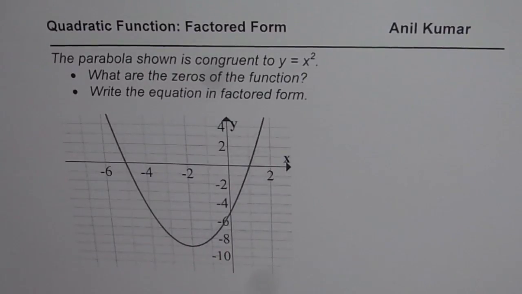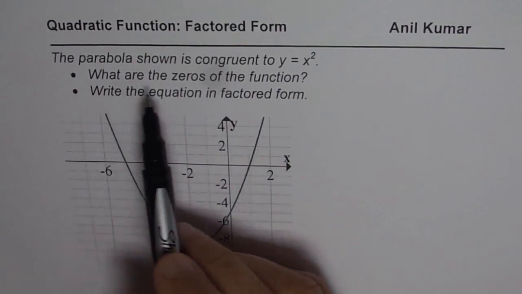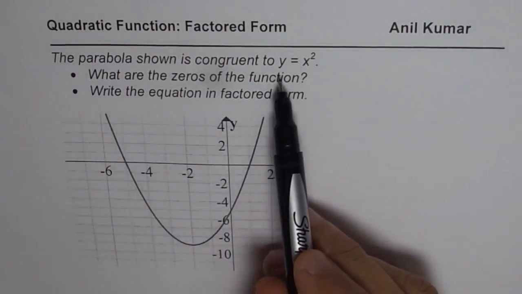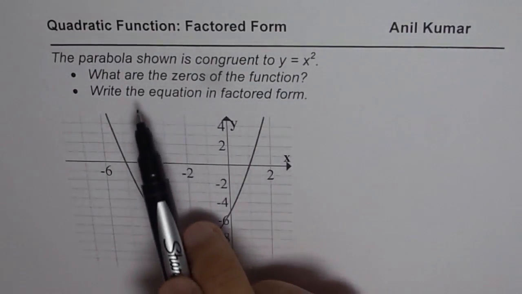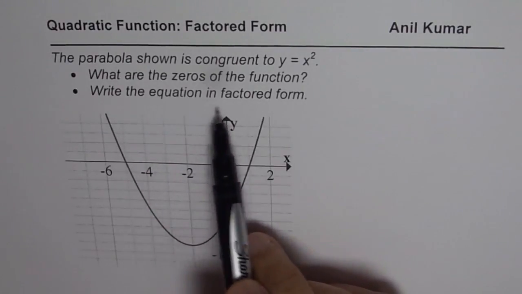I'm Anil Kumar, and in this set of videos, we are going to explore quadratic functions in factored form. So the question here is, the parabola shown is congruent to y equals x squared. What are the zeros of the function? Write the equation in factored form.